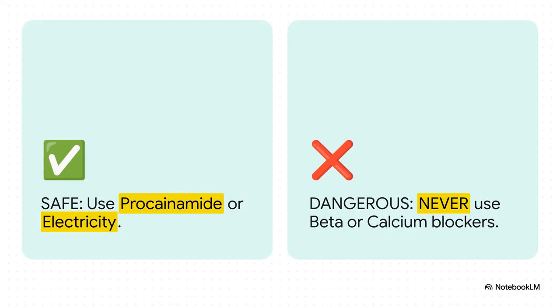Outstanding. Okay, last one for the deep dive. The WPW trap. That's Wolff-Parkinson-White syndrome, right? That condition with the extra electrical pathway. We've hammered this home before, but for the finale, say it one more time. If it's WPW plus AFib, you never use beta blockers or calcium blockers. You use procainamide or electricity. Because if you block the AV node, that shortcut pathway is going to kill the patient.